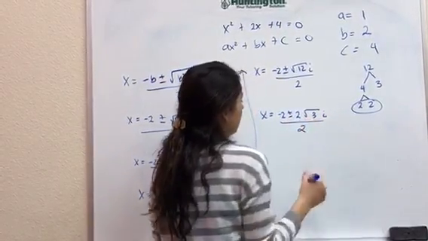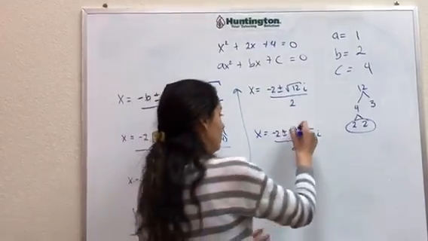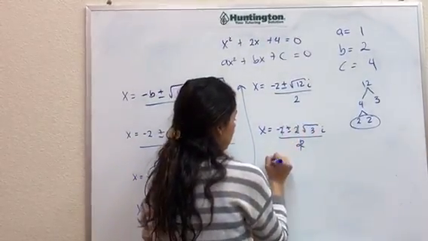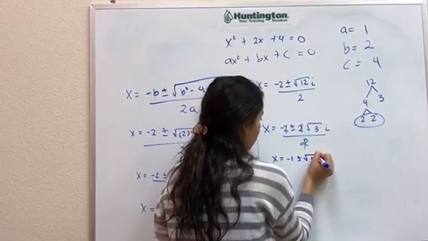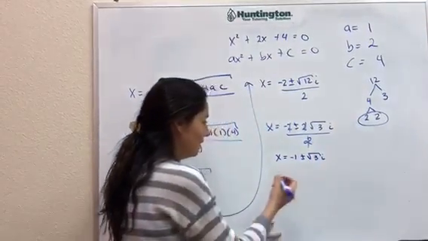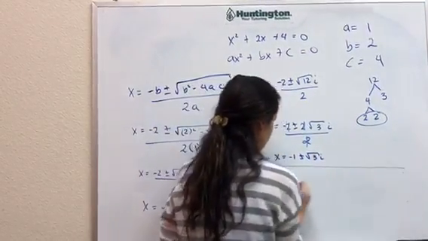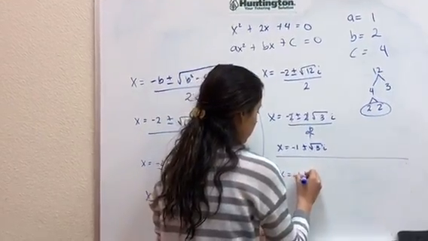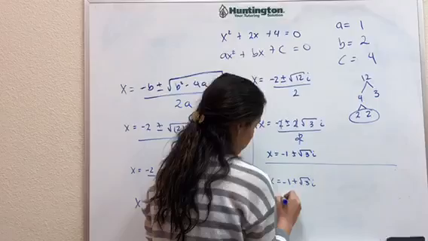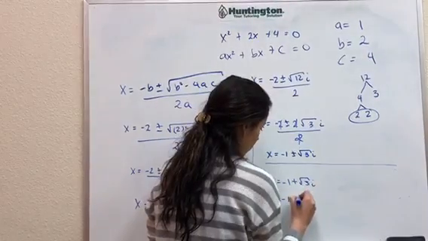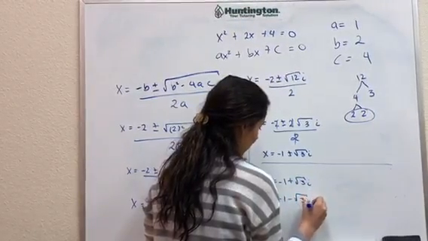So we can reduce it even further, and we're left with x equals negative 1 plus or minus the square root of 3i, and there's our answer. We have our two roots, which is x equals negative 1 plus the square root of 3i, and x equals negative 1 minus the square root of 3i.